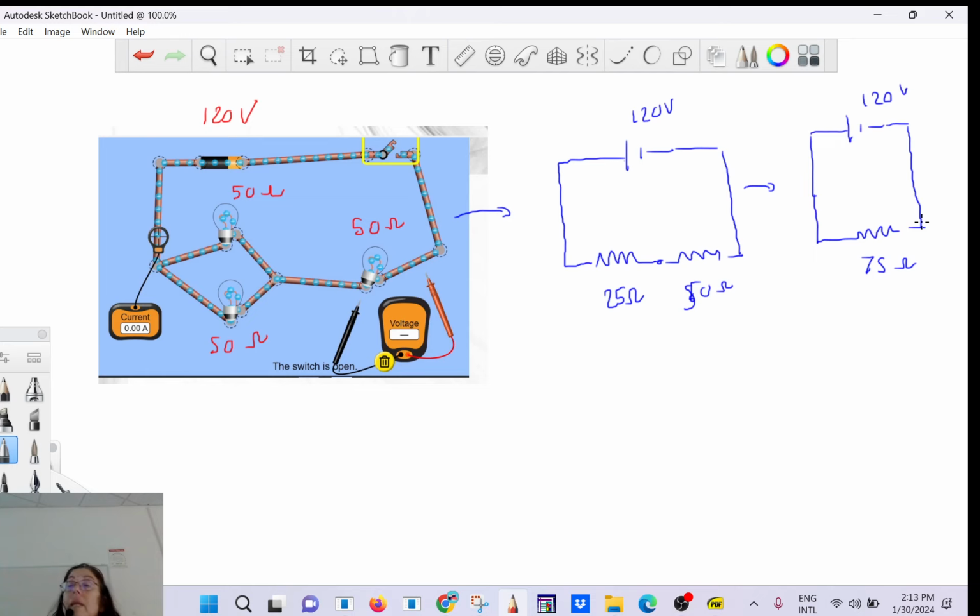So let's use Ohm's law now. The voltage drop, of course, is going to be 120. So what's the current flowing? It's going to be 120 divided by 75, 1.6 amps. You see? And then you go back one step. You go from here to there, and then you go back one step. So now you see that the current here is flowing.